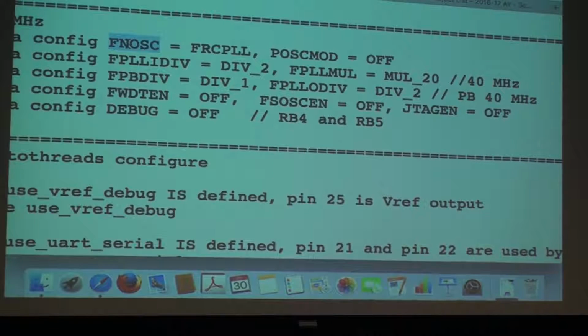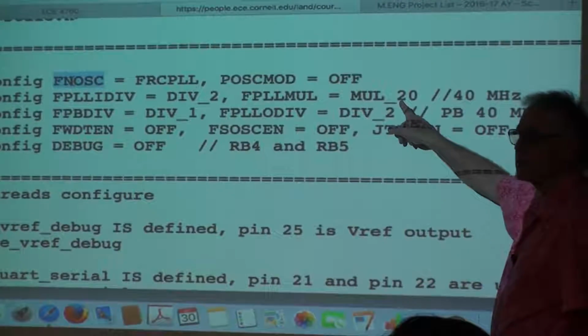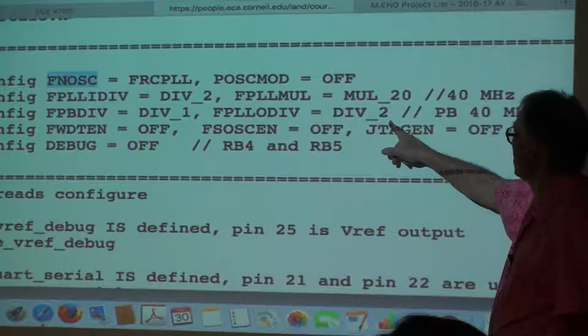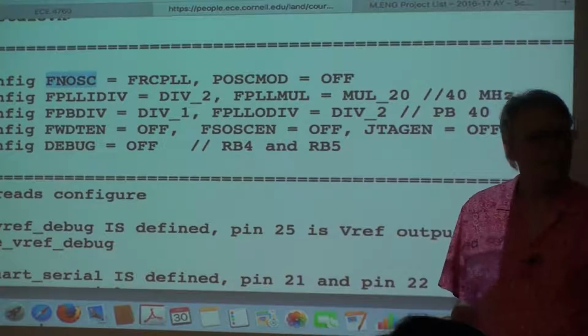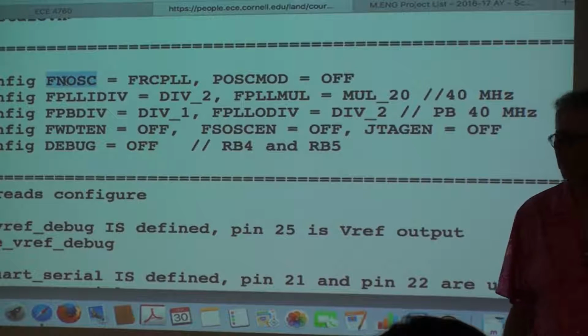If it went to 25, then you could multiply by 25 and get 100, and then divide by 2 and get 50. So who has an open laptop who wants to look that up in PLIB?